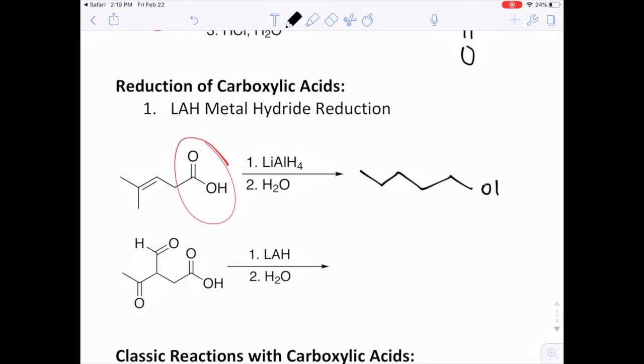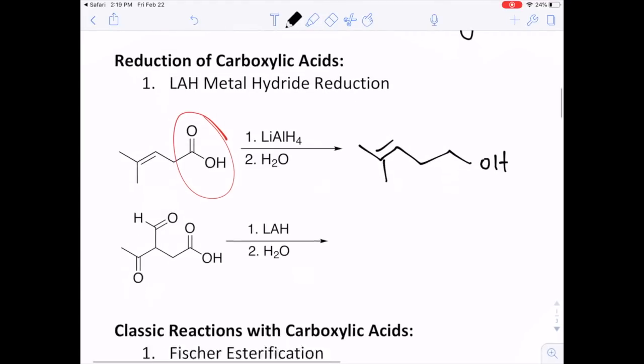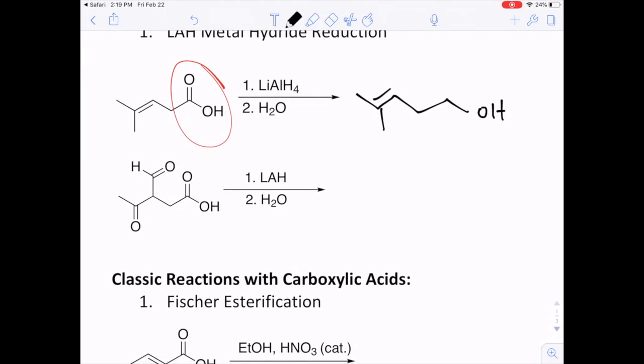And we're going to have that primary alcohol at that position, and we're not touching that alkene. All right, so again, you might see lithium aluminum hydride written as LAH, just shorthand notation, and that's going to reduce, like I said, the carboxylic acid, the aldehyde, and the ketone.